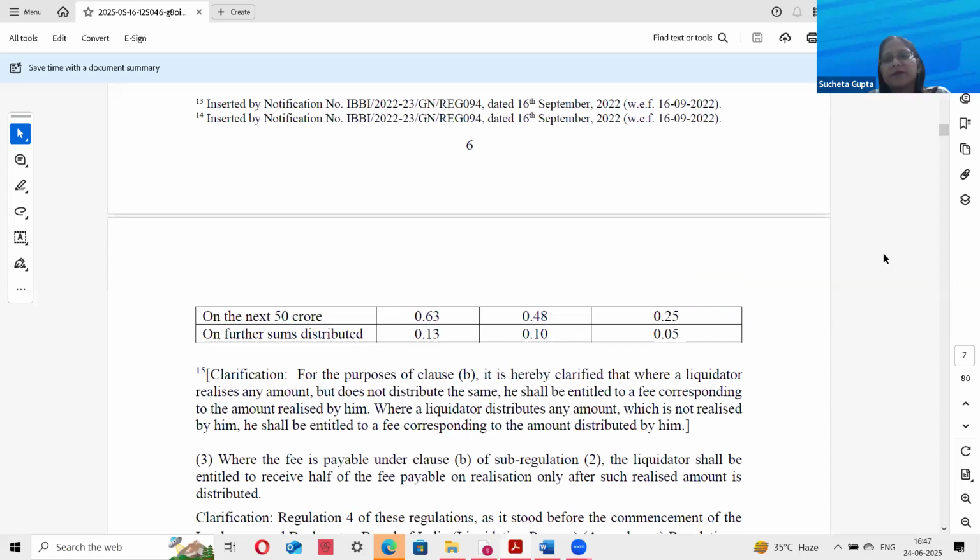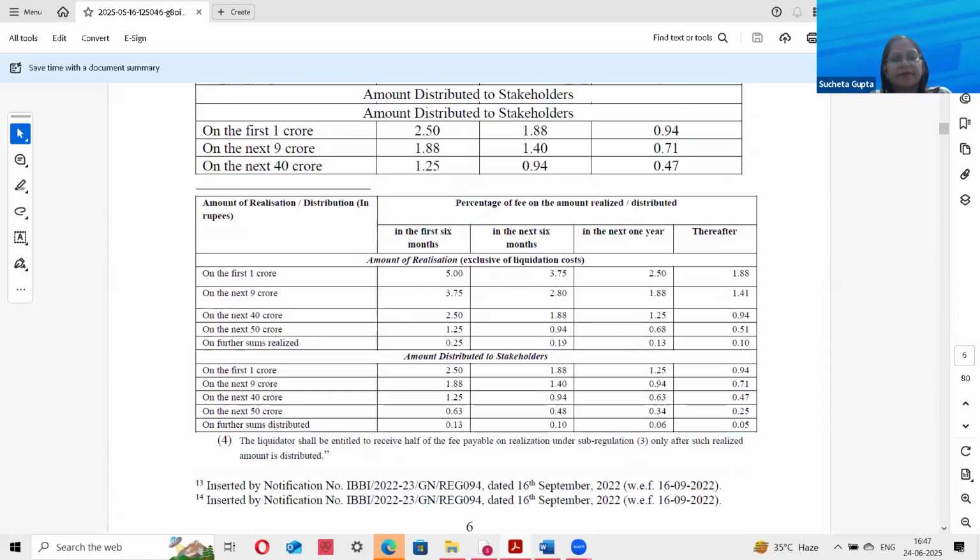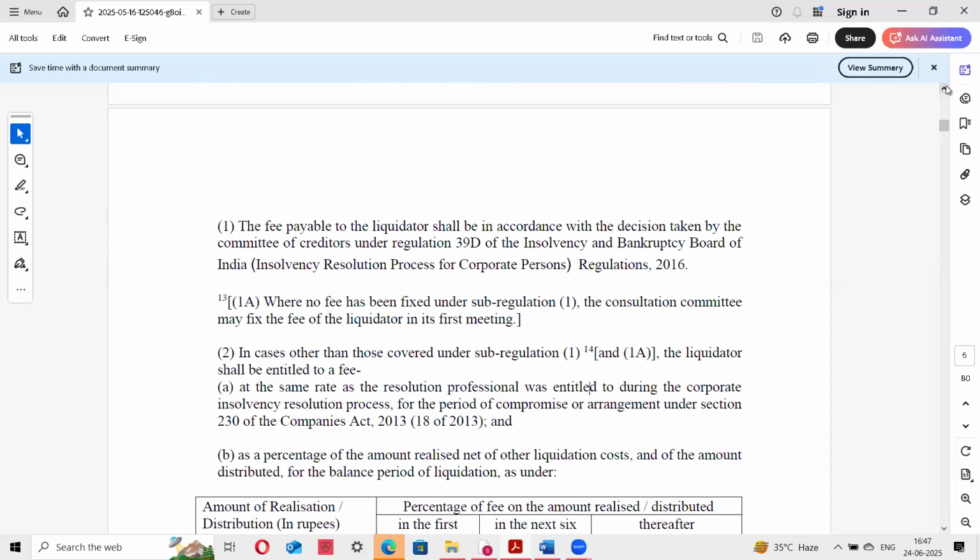Yes, one suggestion is there. Please give it, sir. To remove the first word, SEC, in 1A, the consultation committee may fix the fee of the liquidator in its first meeting. By first only, because the first meeting is to be held within 1 week of the liquidation commencement. So the first word should be removed. What, sir? Means in any meeting, SEC can fix the fee.